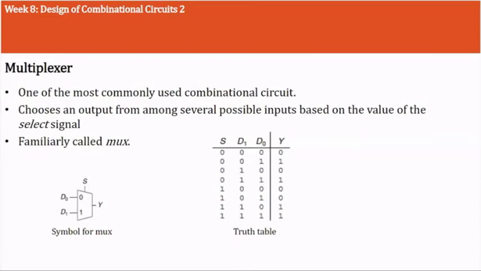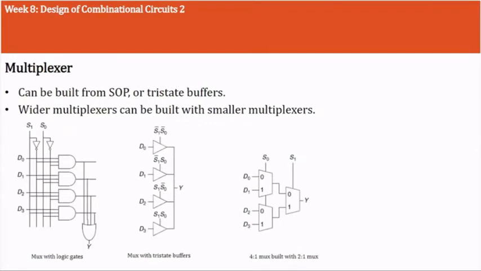So ito yung symbol natin for a multiplexer. We have here the truth table for that wherein our S, D1, and D0 have an output Y. You can refer to this truth table para po maintindihan natin yung ating symbol for multiplexer. A multiplexer can be built from SOP or tri-state buffers. Wider multiplexers can also be built with smaller multiplexers.